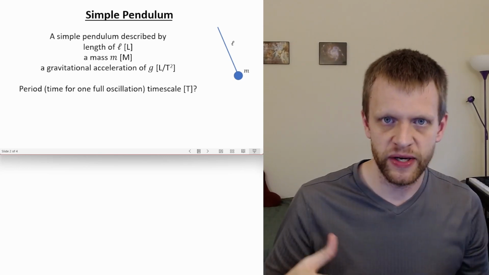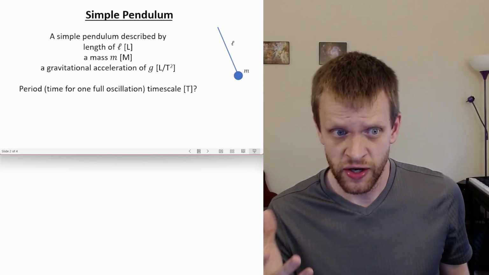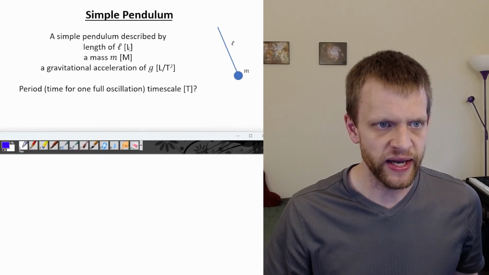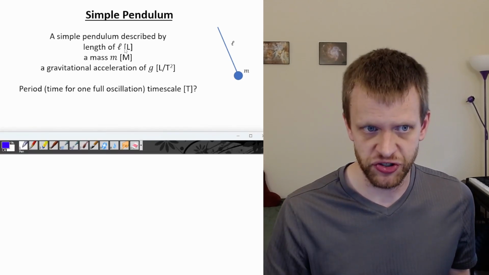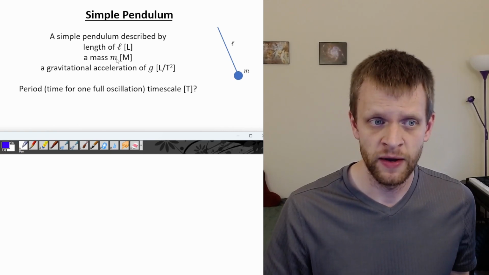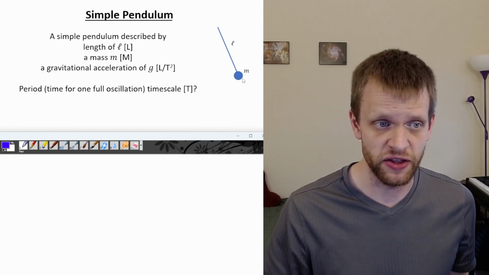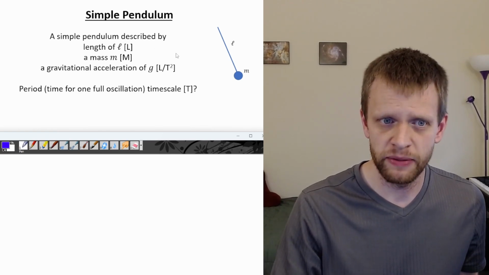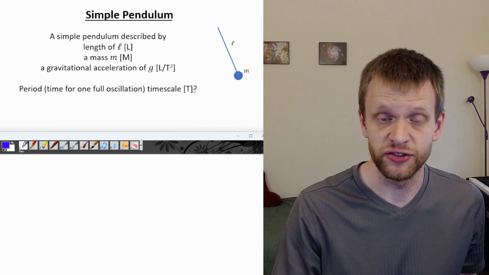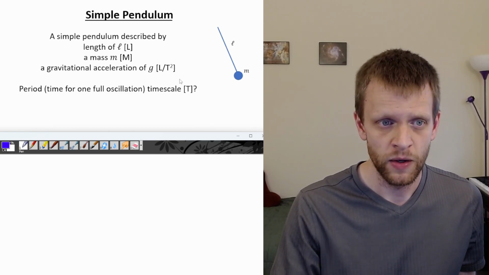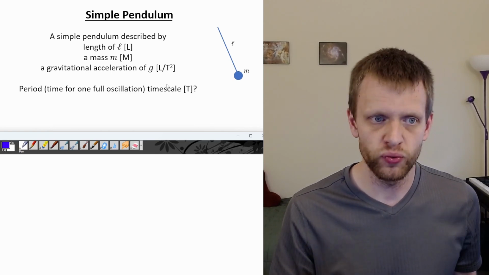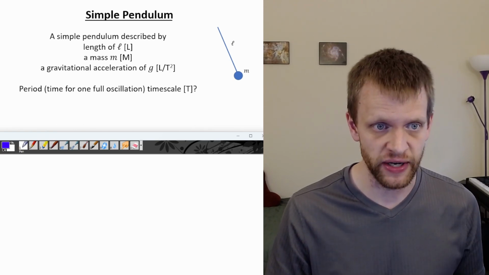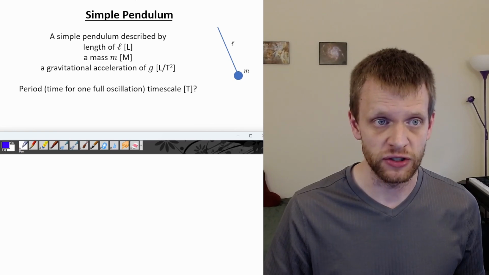So let's see if we can use dimensional analysis to identify what this time scale is going to be. Again, the parameters that describe our system are the length of the pendulum, that mass that's attached to the end of the pendulum, and this gravitational acceleration. And we want to find the combination of these terms that gives us just time. Well, if we look at these parameters, the only term in here that even has dimensions of time is going to be the gravitational acceleration.